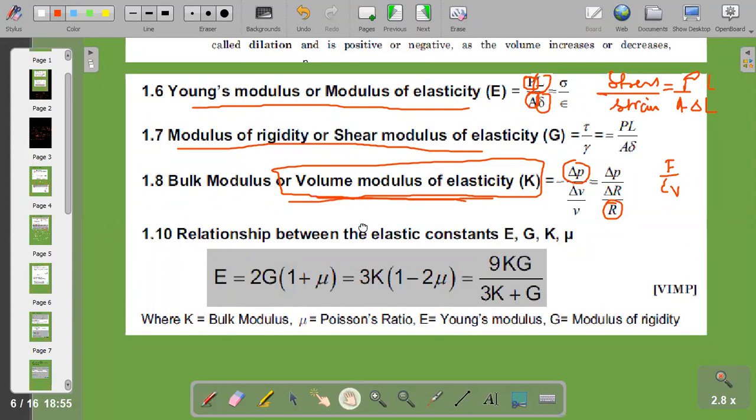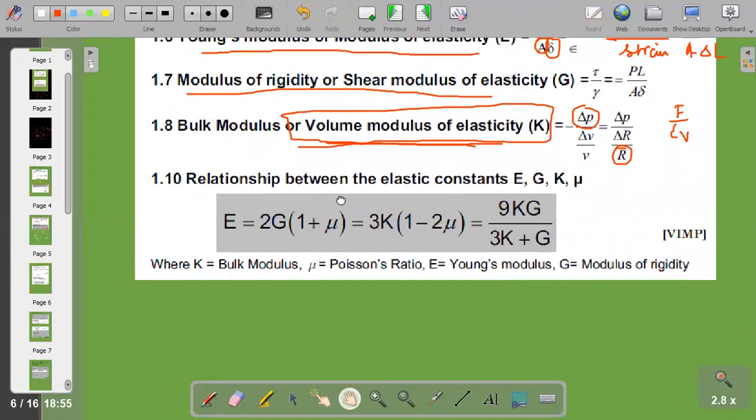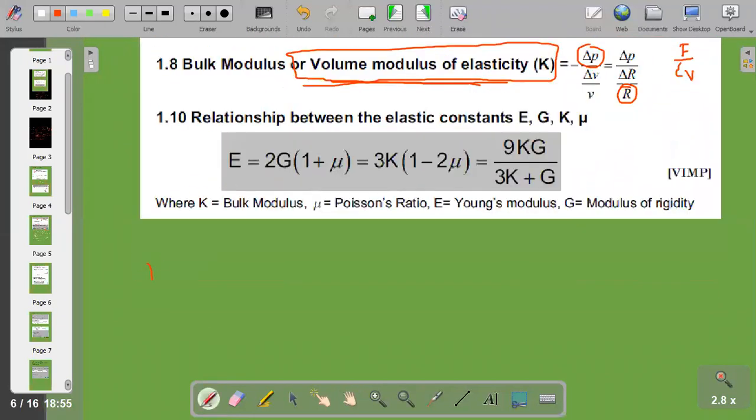Did everyone write all this? Then let's discuss. Young's modulus of elasticity, this is the most important. We will use this elasticity for the next one month.